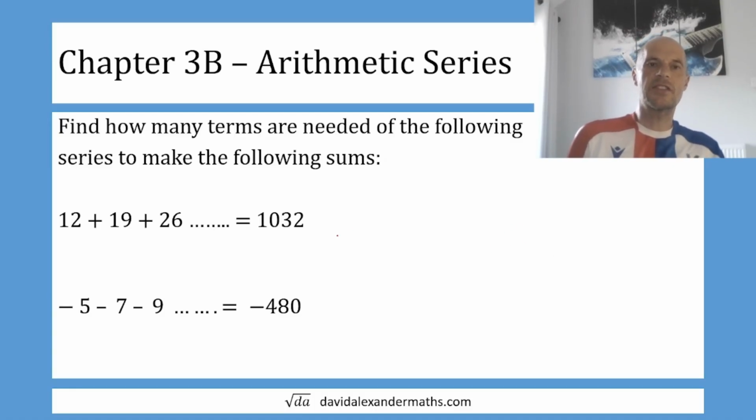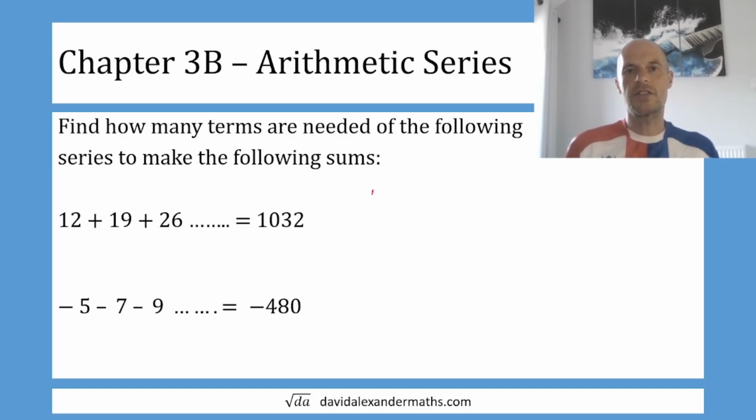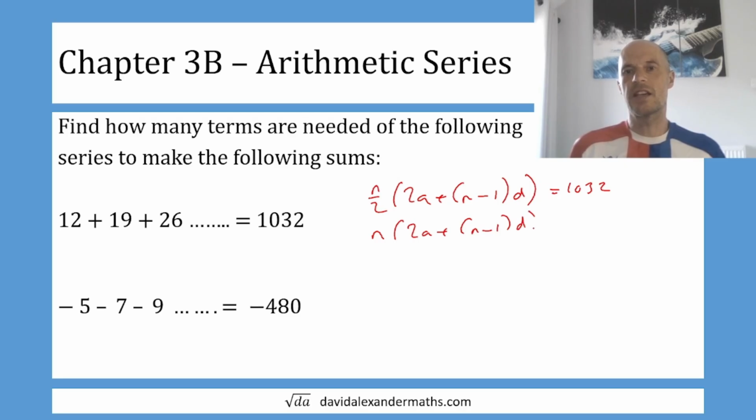So this is a different style of question. We need to work out how many terms are needed to get this following sum. So what we know is that n over 2, lots of 2a plus n minus 1d equals 1032. So what I would do at this part here is just multiply through by 2. Just simplify it a little bit. N lots of 2a plus n minus 1d is double 1032, so 2064.